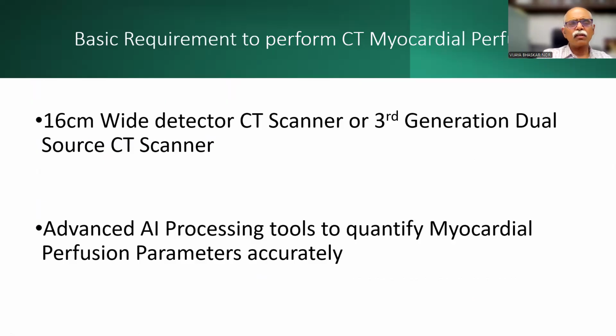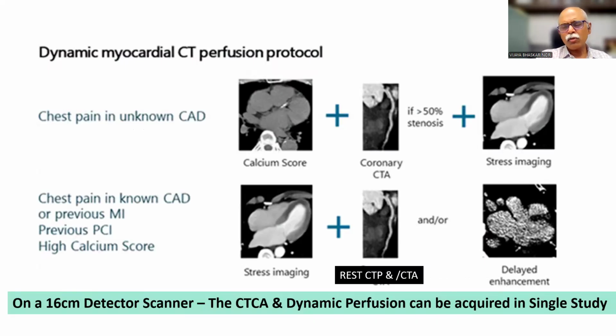The basic hardware requirement is a 16 centimeter wide detector or a third-generation dual source CT scanner, plus advanced AI processing tools to quantify myocardial perfusion parameters accurately. You get so much data in stress and rest that you need dedicated, AI-based software to calculate the perfusion parameters. They show a color-coded picture of the perfusion defect, and then give myocardial blood flow values at rest and at stress.